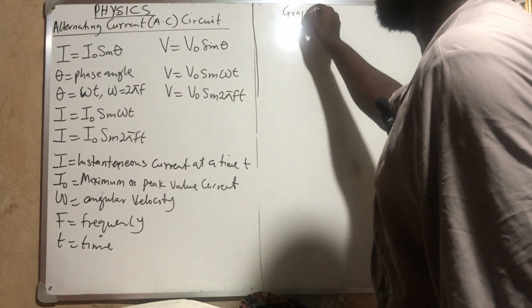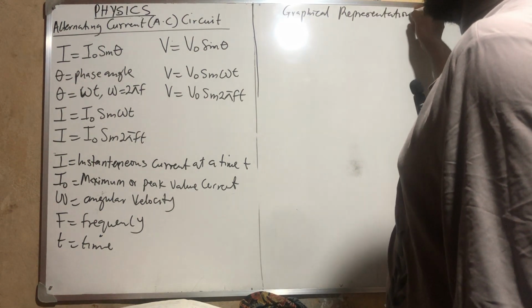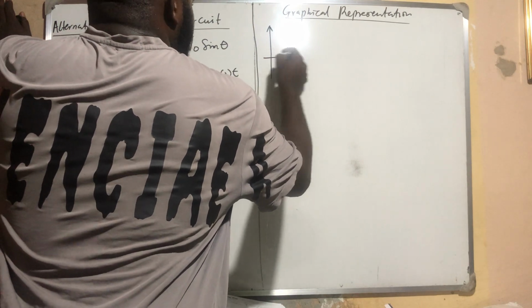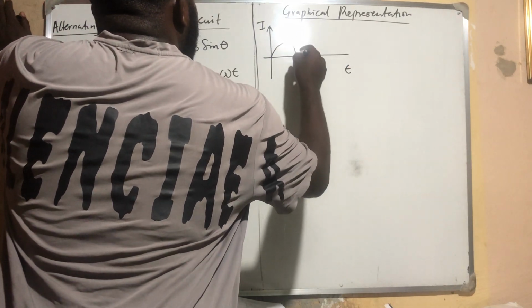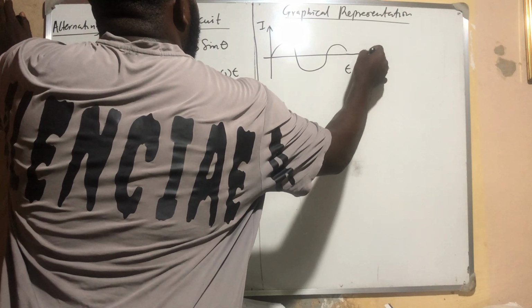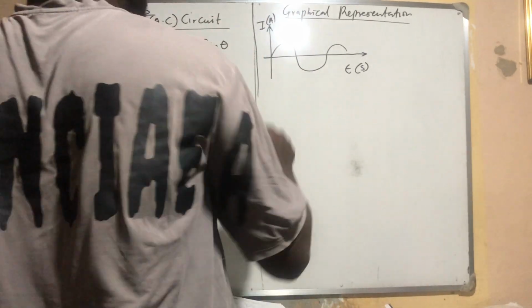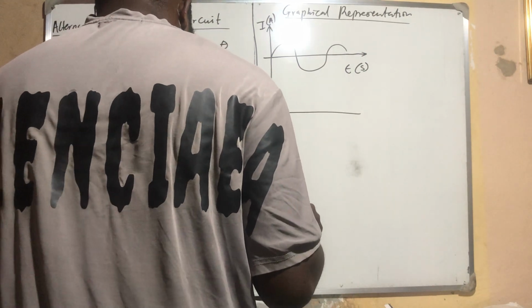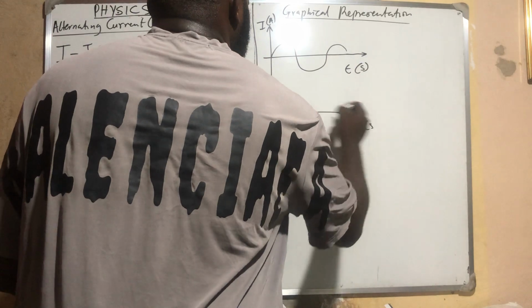For the graphical representation, the first one is if we plot a graph of I, the current, against time, it moves like a wave, with time in seconds and I in ampere. The second one is if we plot a graph of V against t, V in volts against t in seconds. It moves like a wave as well.